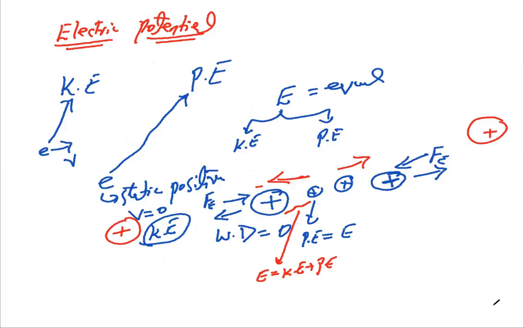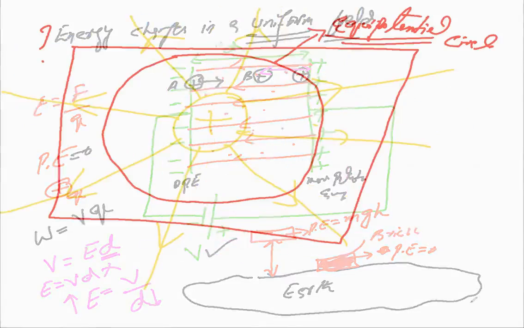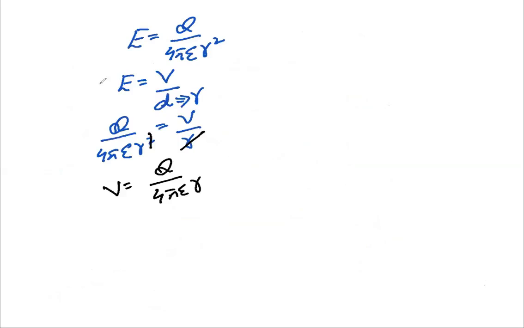So here I use D. D is simple distance, so you can use R over here. So your V by R, yeah, V by D. So 2 divided by 4 pi.